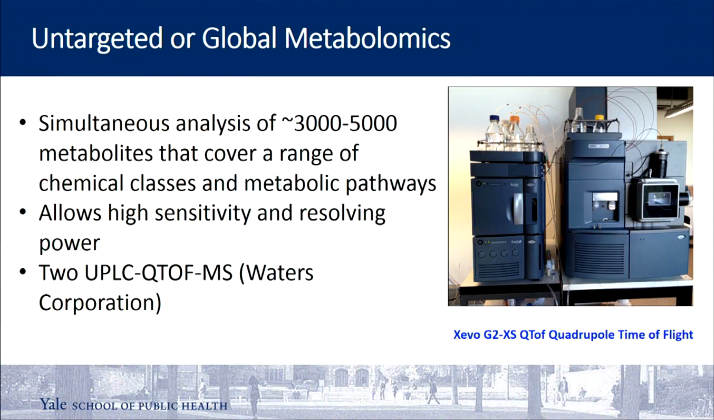Essentially, you have a population, either knockout mice and wild-type mice, or people exposed and non-exposed, and you look at the spectrum of molecules, then you compare those molecules and find which molecules are different, and you look at the importance of this. You can analyze that. Global metabolomics is the simultaneous analysis of about 3,000 to 5,000 molecules that cover a range of chemical classes and metabolic pathways.